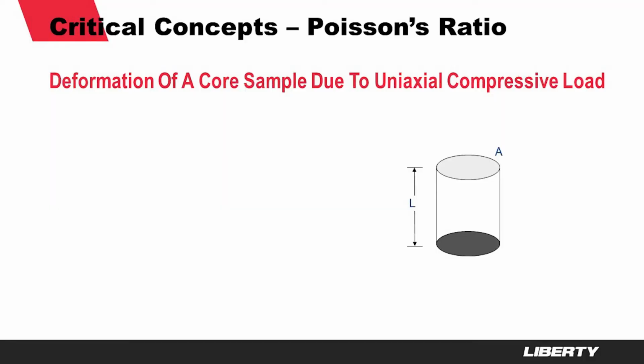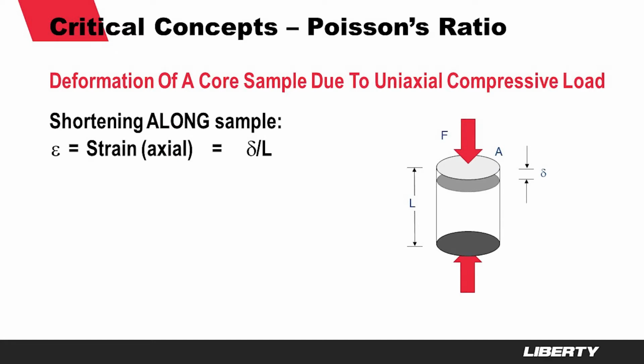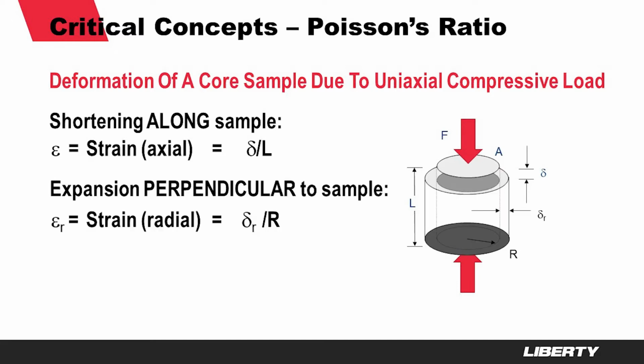Like the Young's modulus, the Poisson's ratio can be measured in a simple uniaxial compression test. A load F is applied to an area A along a cylindrical core sample. The sample shortens due to the load, and the axial strain represents the relative shortening of the sample's length. As another result of this axial load, the sample bulges.